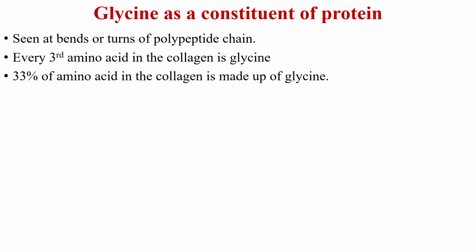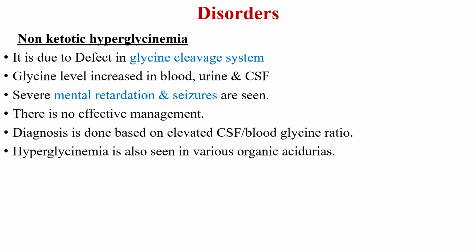And glycine is also a constituent of proteins. If you see the extracellular matrix, the collagen, in collagen every third amino acid is a glycine. So 33% of the amino acids in collagen are glycine. So it is one of the important constituents of an extracellular matrix protein, that is collagen. And that is all about the important proteins synthesized from glycine. Next we will discuss the disorders associated with glycine metabolism.